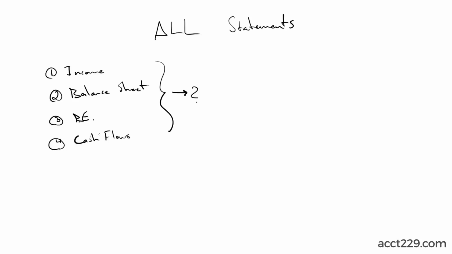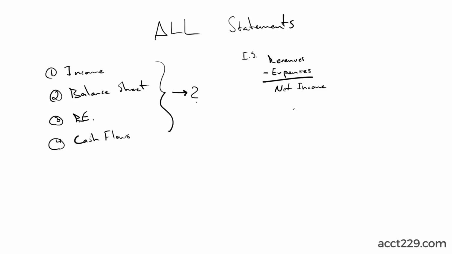Well, it's actually kind of awesome. So let's start with the income statement. The income statement is revenues minus expenses equals net income. Okay, so that's the income statement. And let's not put a number. Let's just call it income statement.